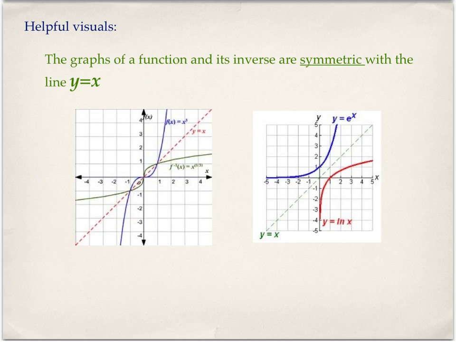Same thing over here in this example. y equals e to the x, y equals the natural log of x. That's a famous function. Those are also inverses. We can tell because they are symmetric with that line y equals x.